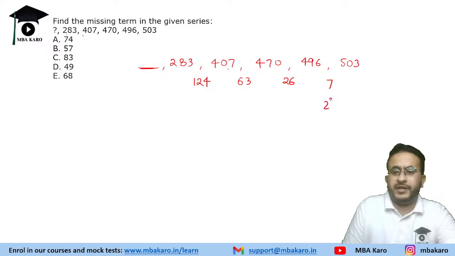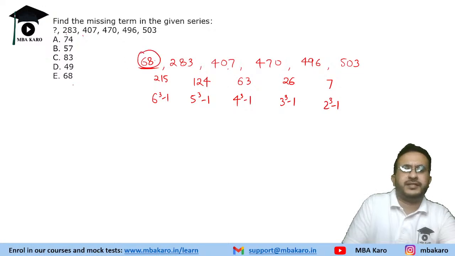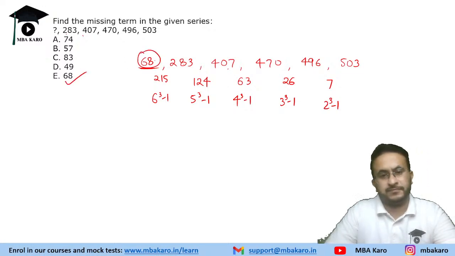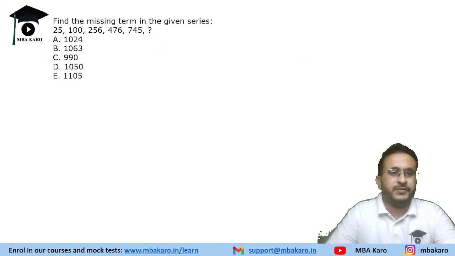This is 2 cube minus 1, 3 cube minus 1, 4 cube minus 1, 5 cube minus 1. So यहाँ पे क्या आना चाहिए? 6 cube minus 1, which is 215, right? 215 if you subtract, you will get 68 as the answer. Okay, got 68. Okay, easy one. Now answer this question.